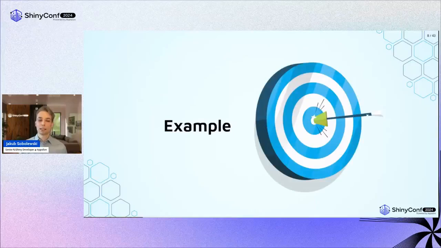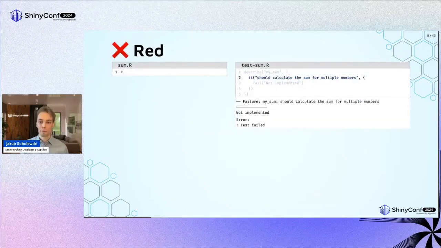So let's see in practice how this process looks. First, we will implement a simple function that adds numbers. It will be a simple example, but it will show you how the process works. We start by writing down a title of the first behavior we want to implement. This can be the simplest case, just to get us started.